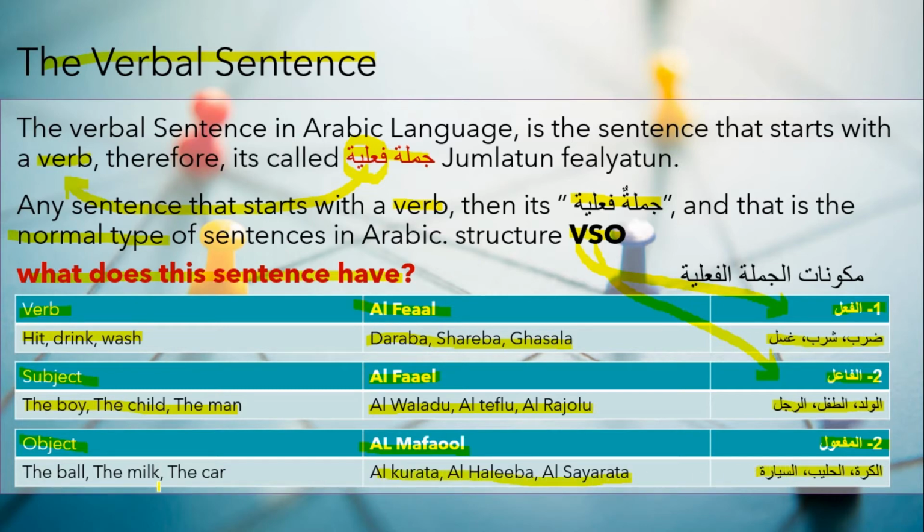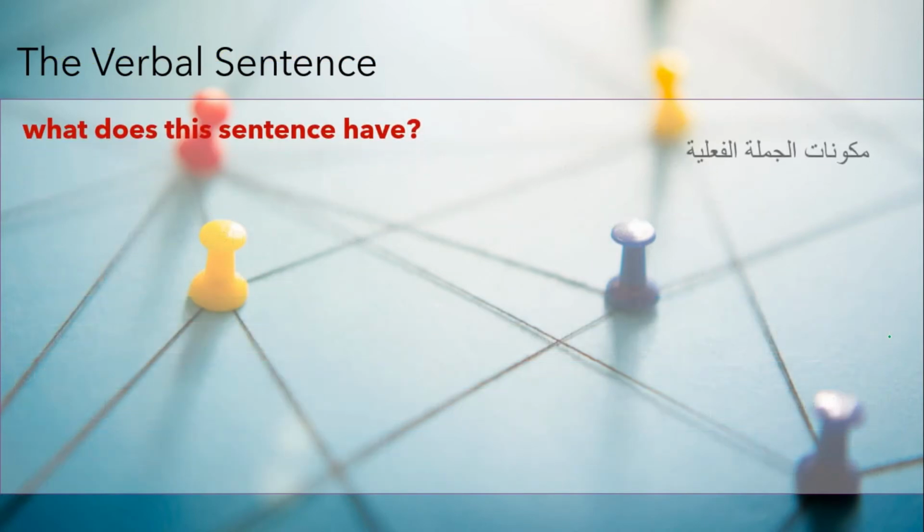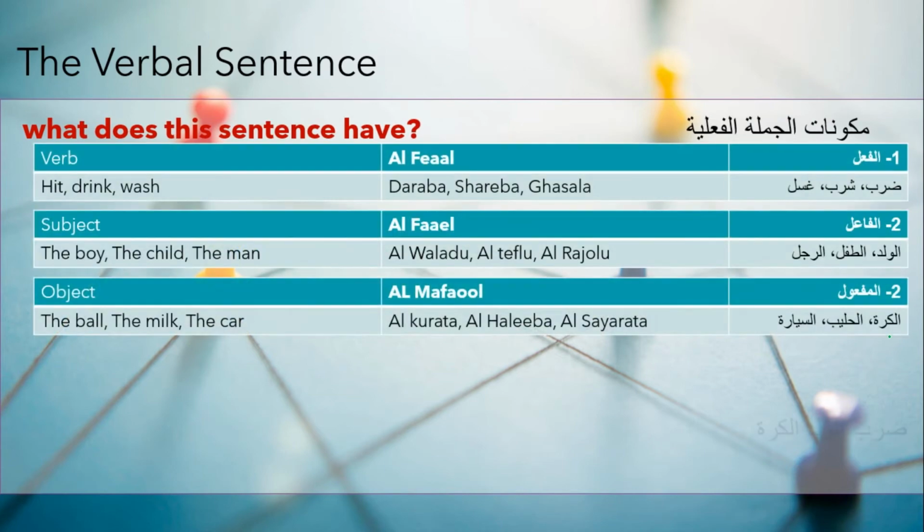Let's use these words, which we are putting in these tables, and form sentences using them. But first we have to understand that this is the normal structure of the Arabic language. I will take from the first table the word daraba, hit, al-waladu, the boy, al-kurata, the ball. Daraba, the diacritical mark over the letter ba will be fatha, al-waladu over dal, dhamma, al-kurata, fatha.